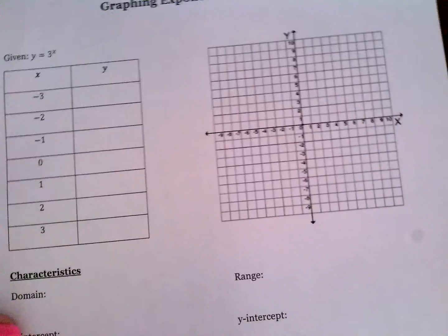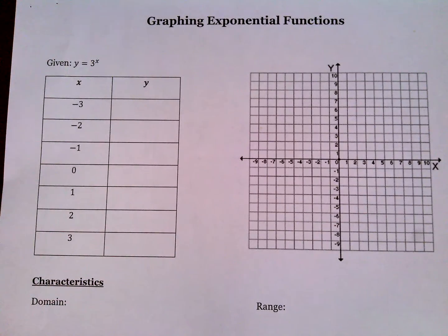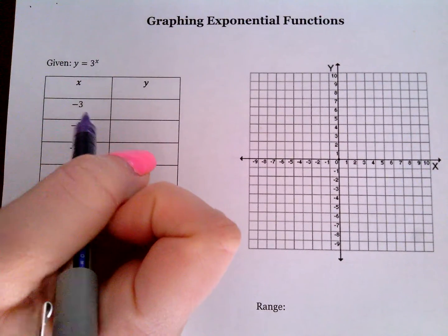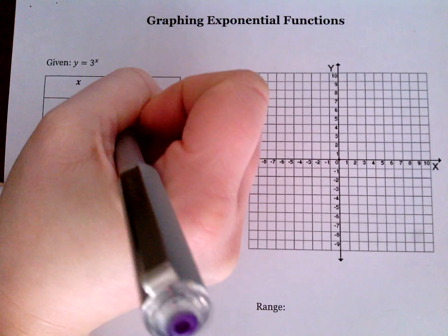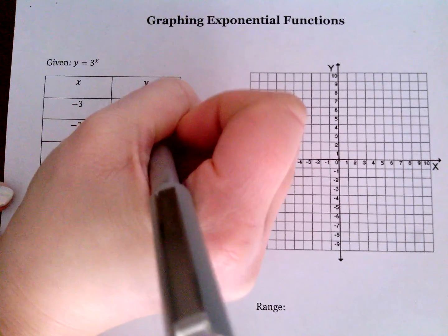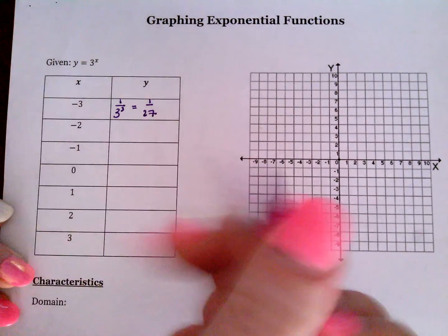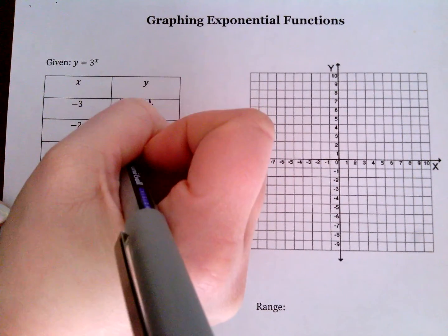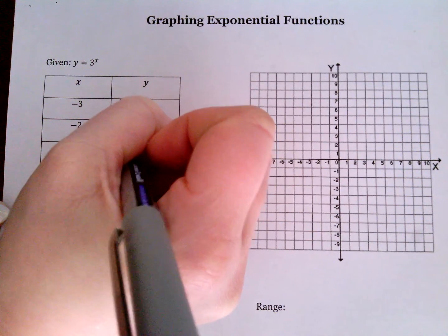So exponential functions. I'm starting with this one right here, y equals 3 to the power of x, and I gave a table to kind of fill in. So think through the properties. If you have 3 to the power of negative 3, that's 1 over 3 cubed, which is 1 over 27. It's a pretty small number, right? And then when you plug in negative 2, 1 over 3 squared is really what's happening, right?